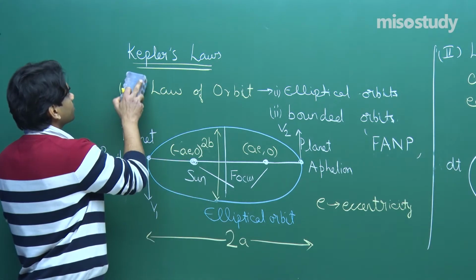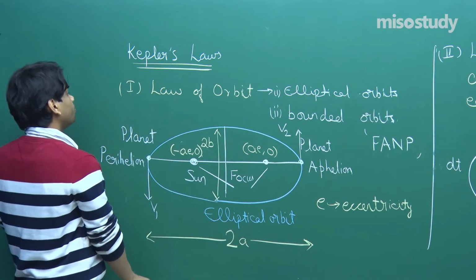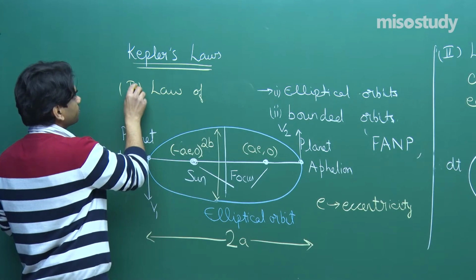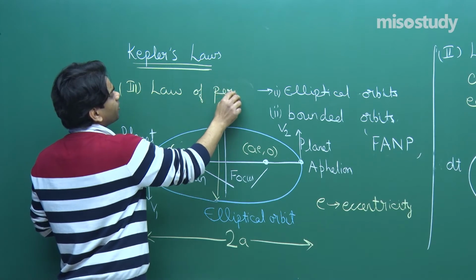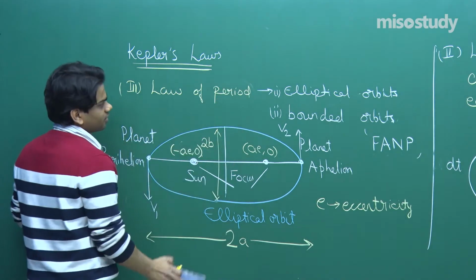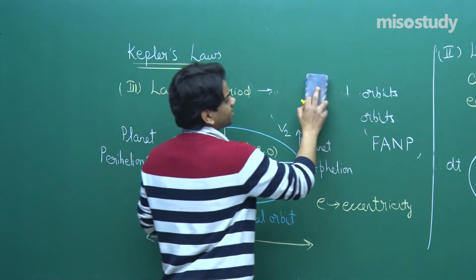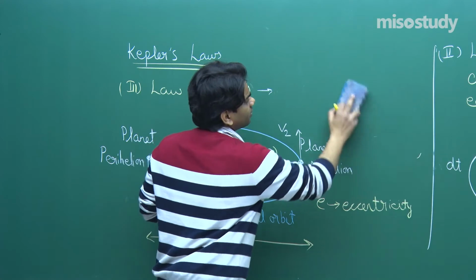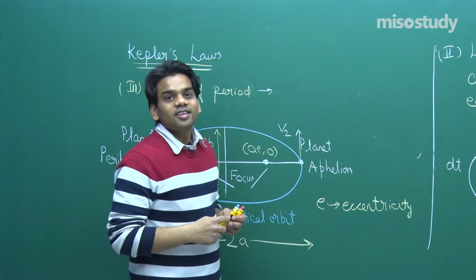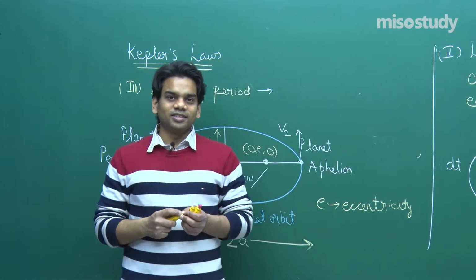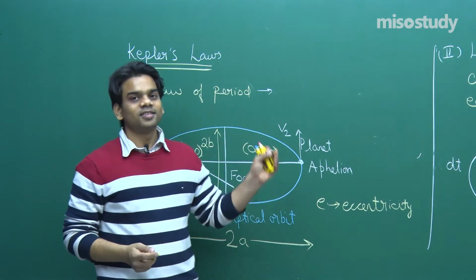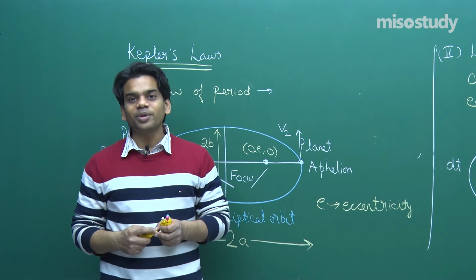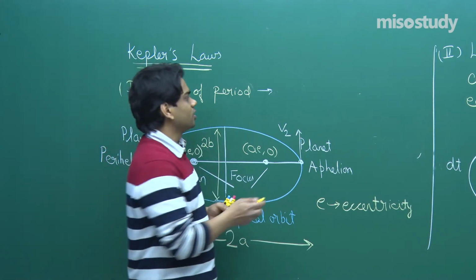The third law is the law of periods, and again it's very simple. I am writing the third law of periods here. The law is very simple: the square of the time period of revolution around the Sun is proportional to the cube of the semi-major axis of the elliptical orbit.